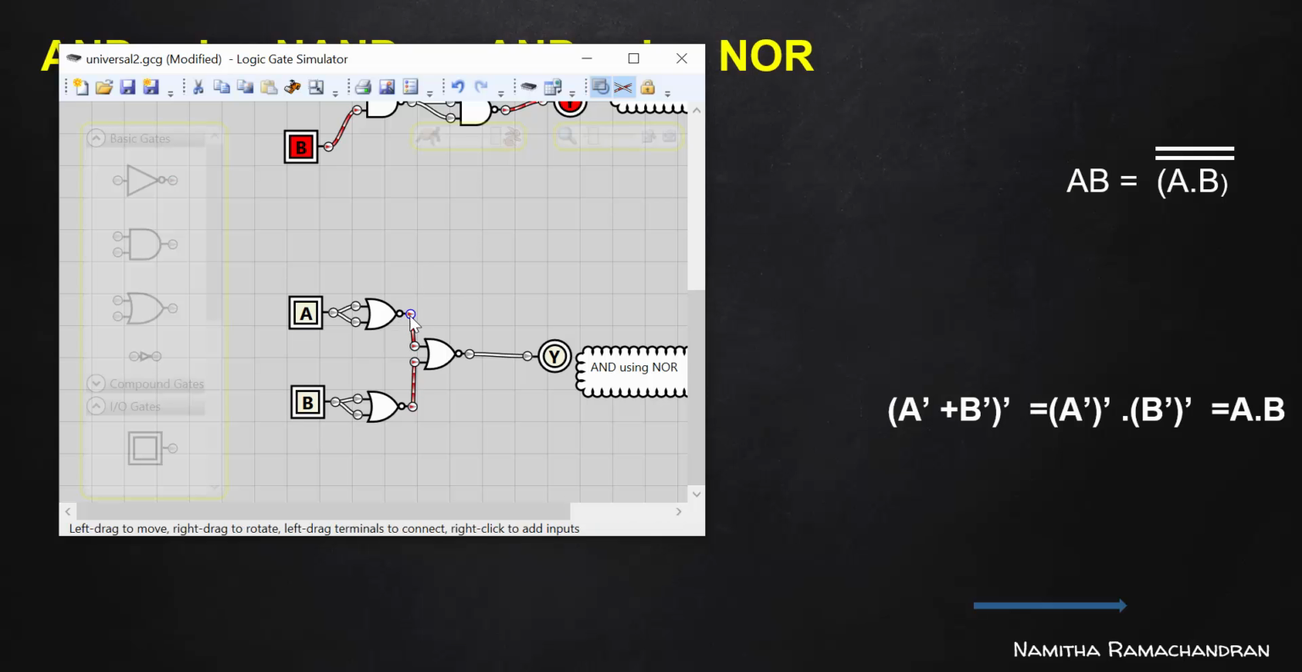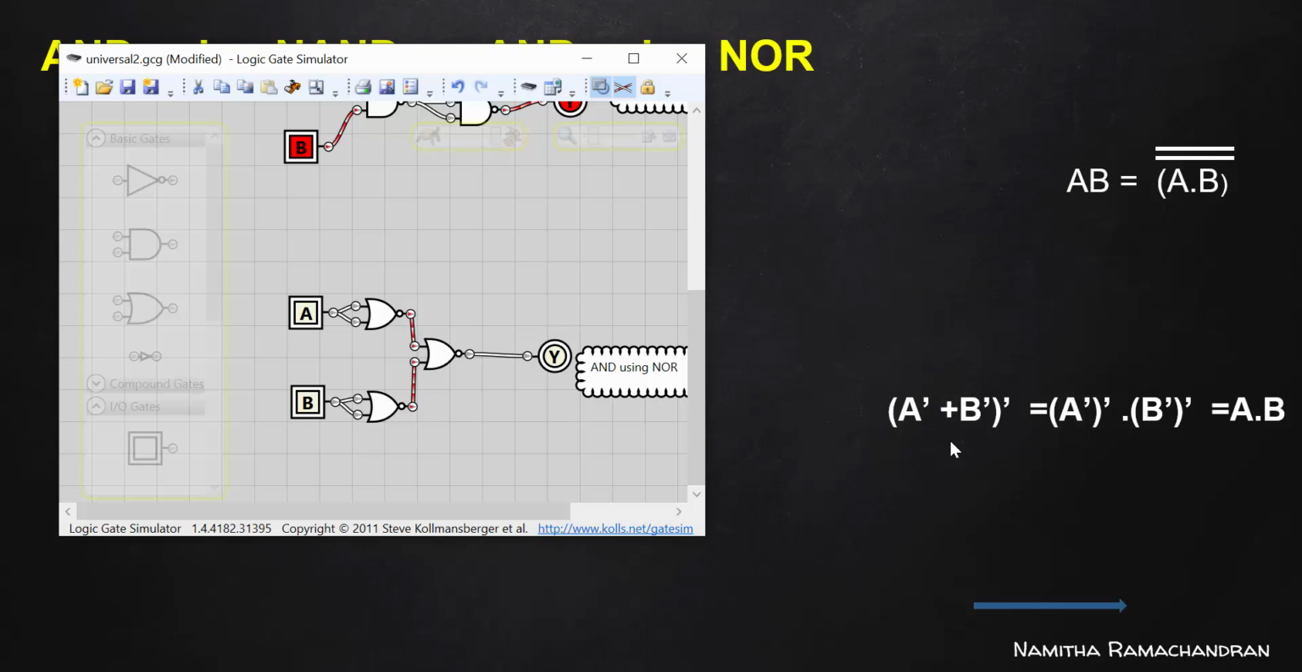So here we have A complement. And similarly, B is connected with a NOR gate. Here we have B complement. So that A complement and B complement is passing through another NOR gate. Okay, A complement, B complement. So here we have this (A complement plus B complement) all complement.